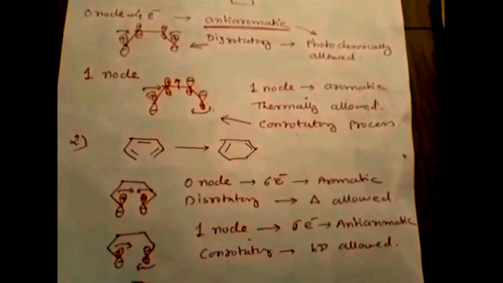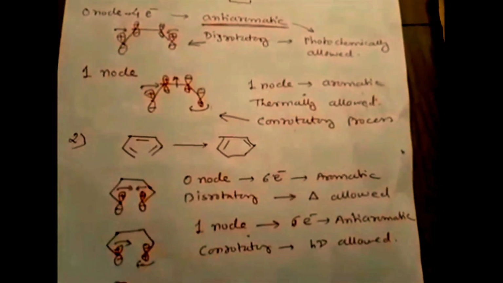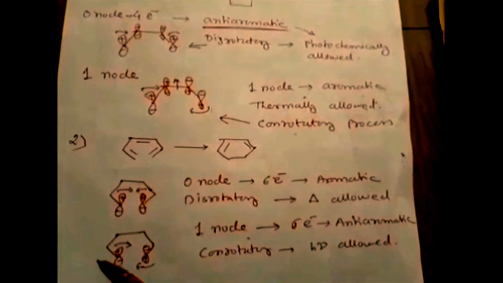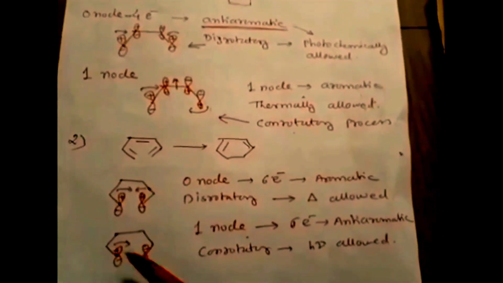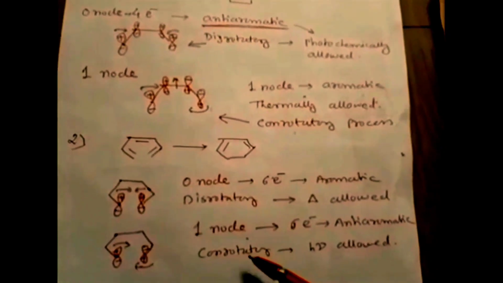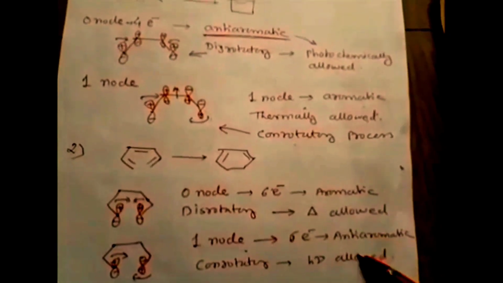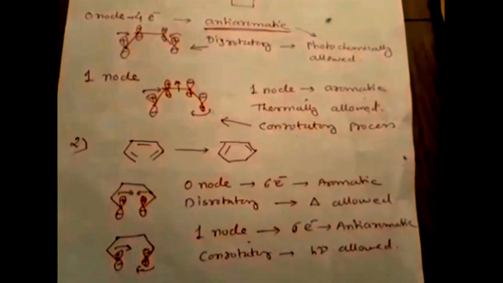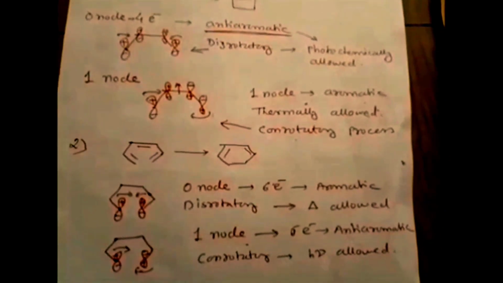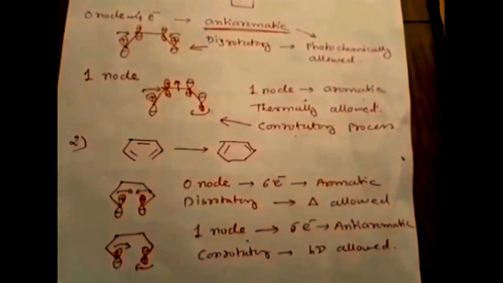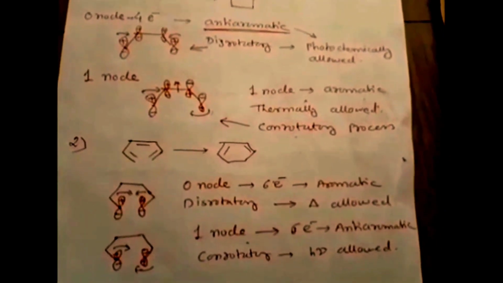So this one is a conrotatory process, because both orbitals are to be rotated in the clockwise direction in order to match the positive sign. So this conrotatory process is photochemically allowed. In this way we reach the same conclusion as that of the correlation diagram method and FMO method.